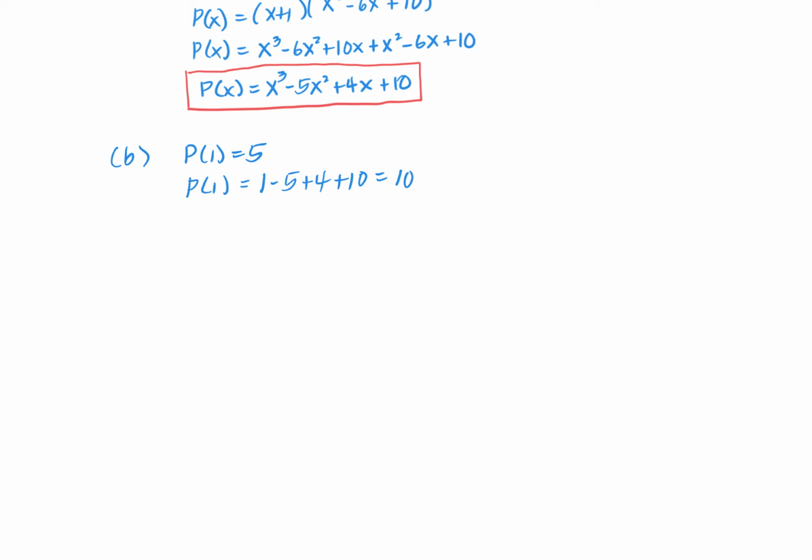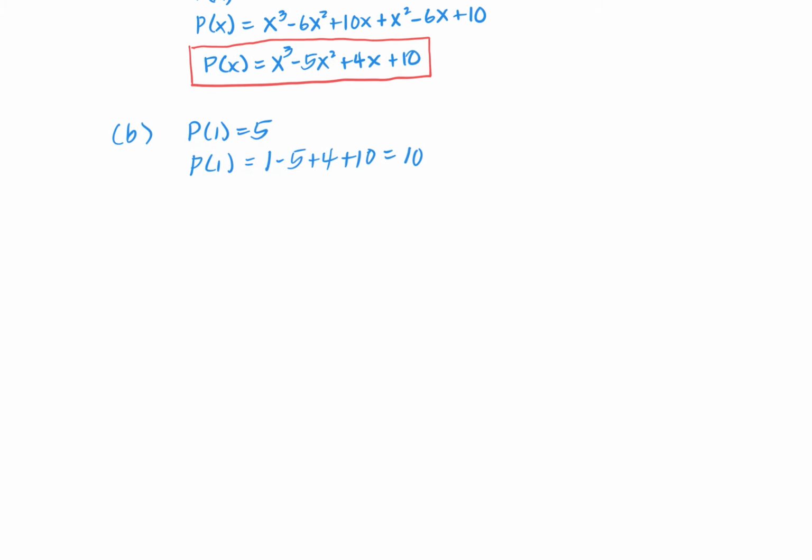So I need to find some number. I'm going to call it a, so that when I multiply p of 1 by this number a, I get 5. Well, p of 1 is 10. So if I simply divide both sides by 10, I get a is equal to 5 over 10, or in other words, a is equal to 1/2.